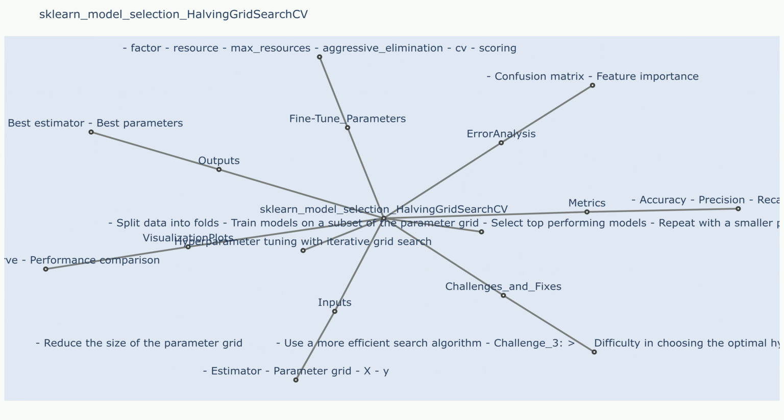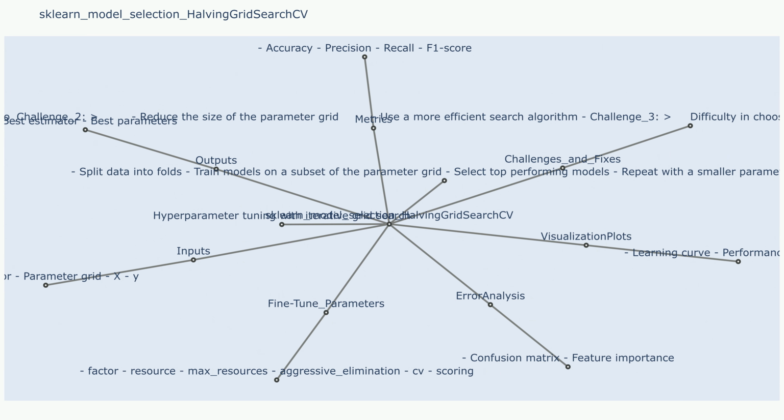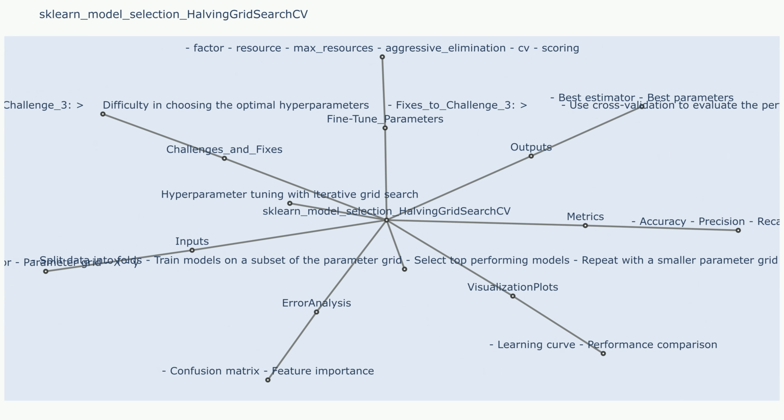Metrics: validation score, the score achieved by the estimator on the validation set. Training score, the score achieved by the estimator on the training set. Visualization plots: performance curve, a plot showing the performance of the estimator on the validation set at each iteration of the search.